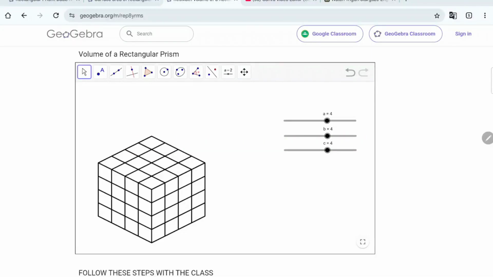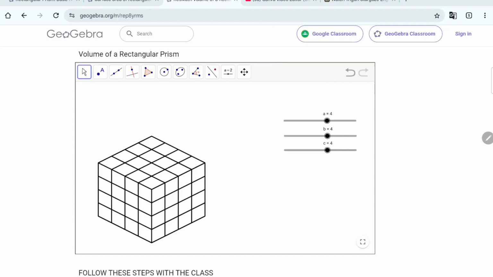Everyone, in this video we're going to learn how to find the volume of a rectangular prism. First, let's start with a simple question. What is volume? Well, volume is the amount of space a 3D shape takes up. You can think of volume as how much a shape can hold inside, like water in a box or cubes filling a container.